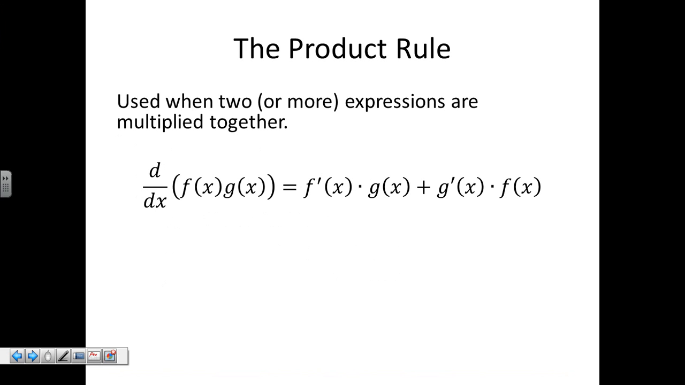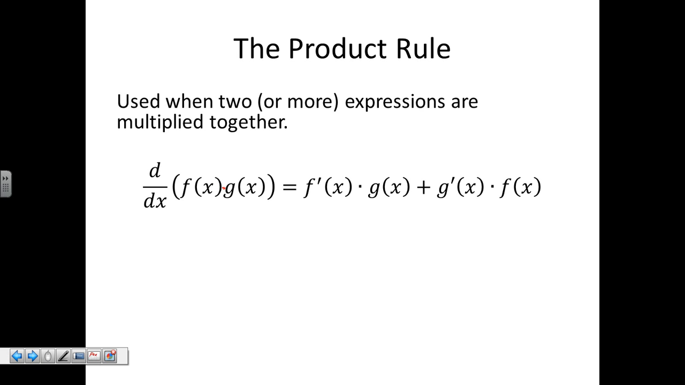So the product rule is a rule that we use when we have two or more expressions that are multiplied together. So if I want to take the derivative of f of x times g of x, we're looking at two algebraic expressions that are multiplied together. They may be big polynomials, or it could just be a couple little expressions, maybe an exponential e to the x times a square root. It doesn't necessarily have to be big expressions, but when they're multiplied together, we've got to use this rule.